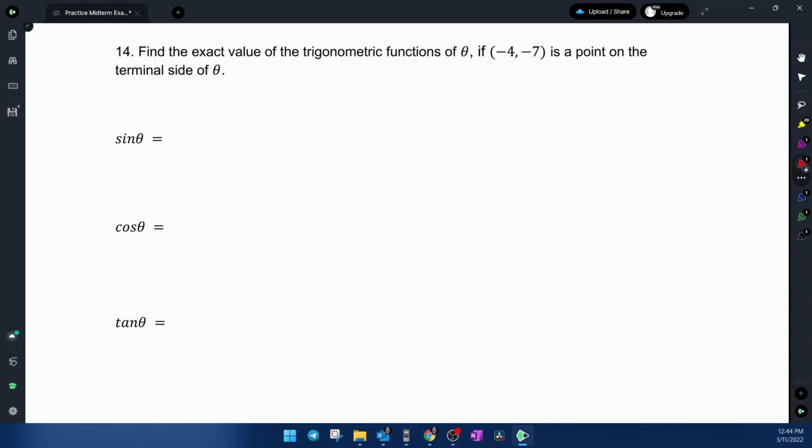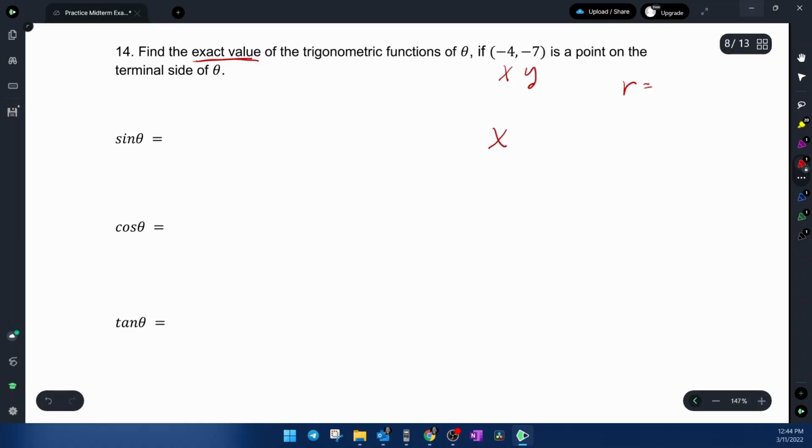Next, number 14. Find the exact value of the trigonometric functions of theta. We are given this generic ordered pair, x and y. Notice it does not state that it's on the unit circle, so we would need to calculate the radius to determine if it is or is not on the unit circle. And when we write these exact values, if the denominator needs to be rationalized, we need to do that.